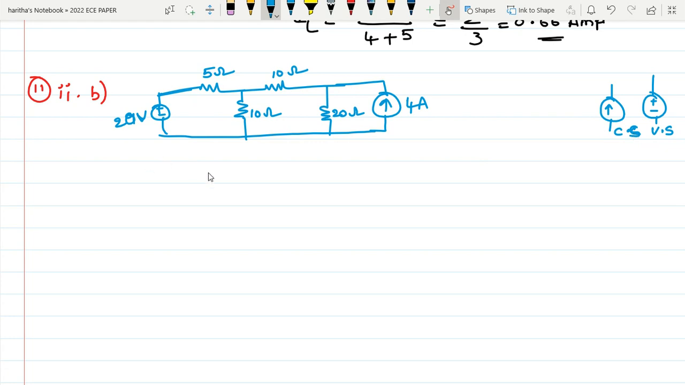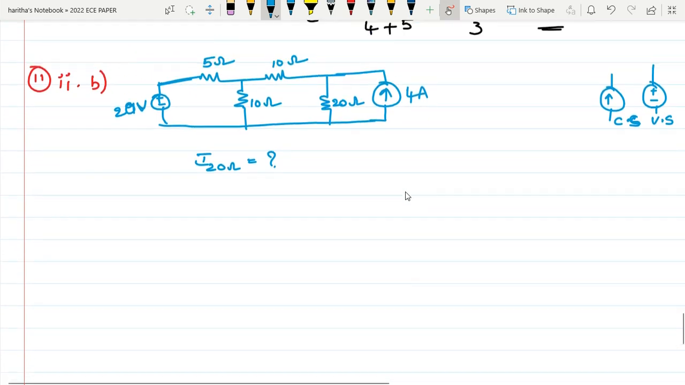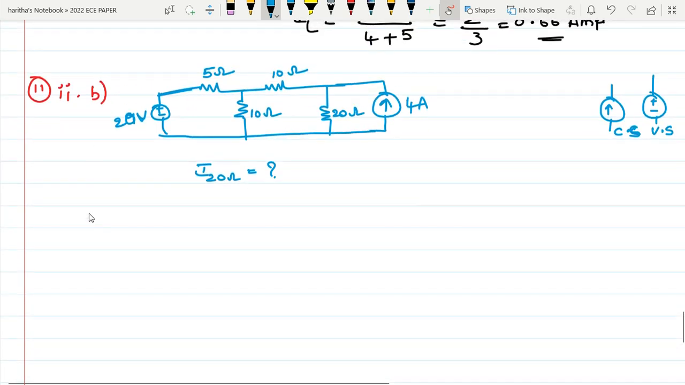So find the current flowing through the 20 ohm resistor using superposition theorem. To do this problem using superposition theorem, you have to consider the sources individually. That means we have two sources here. Let us assume V1 is 20 and I1 is 4 amperes. So consider V1 20 volts only first and make this current source 0. How can you make current source 0? By making open circuit.